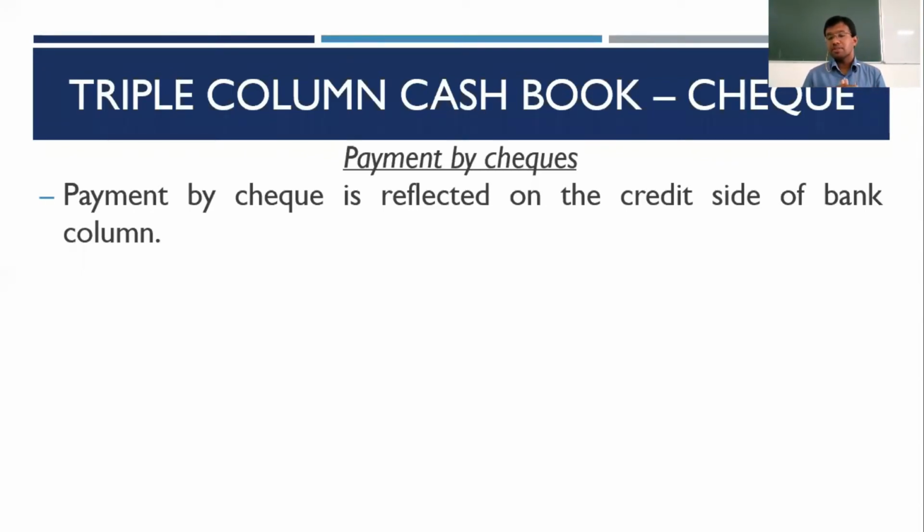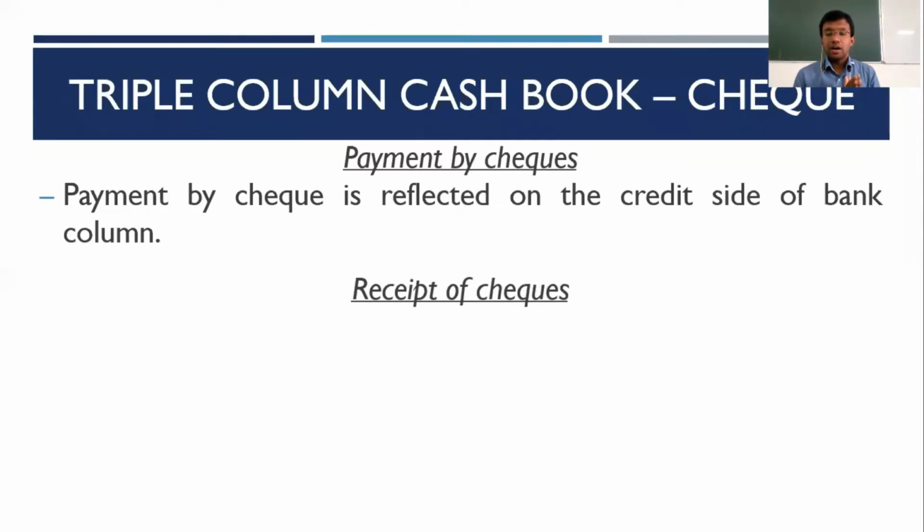So the golden rule for personal account is debit the receiver, credit the giver. When you're making a payment to someone by check, you are giving cash out, you're giving money out. That's the reason why whenever you issue a check, whenever you give a check to someone, those transactions have to be featured on the credit side of your bank column on the same date. So on whichever date you end up issuing the check, on that day itself, you will have to show the transaction on the credit side of your bank column.